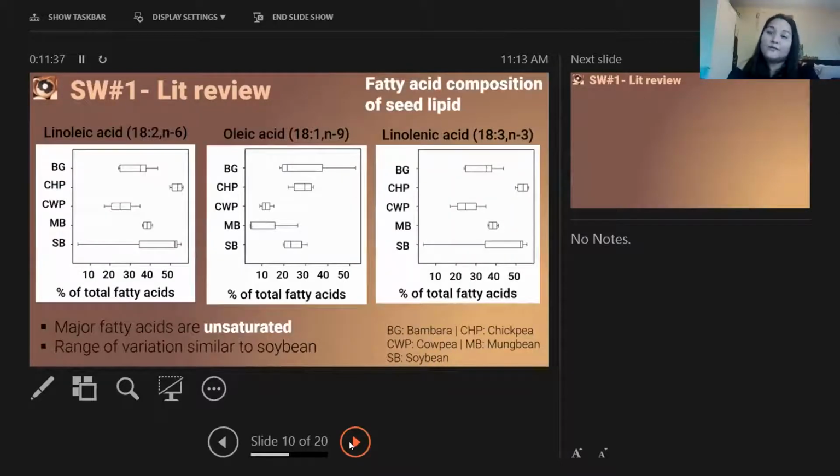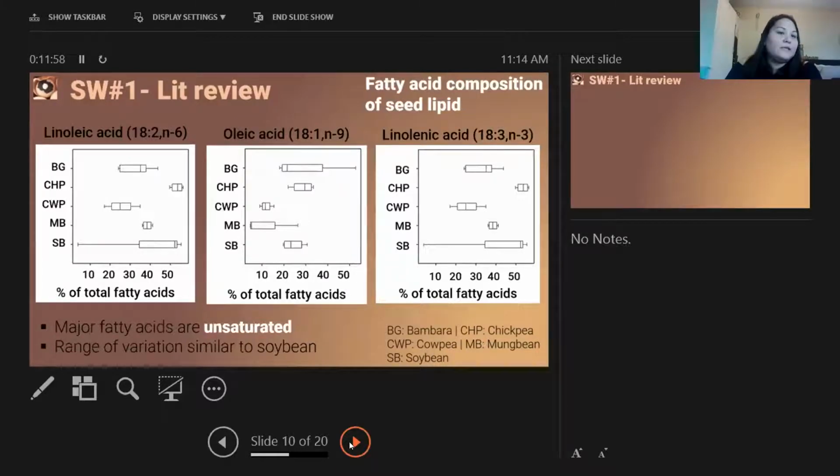So then moving on, we have some data on fatty acids. Fatty acids are very important components of lipid. Omega-3 and omega-6 fatty acids are very valuable in terms of human health. For bambara groundnut, the major fatty acids that make up their fat are linoleic and oleic acid, which is really great because they're polyunsaturated fatty acids.